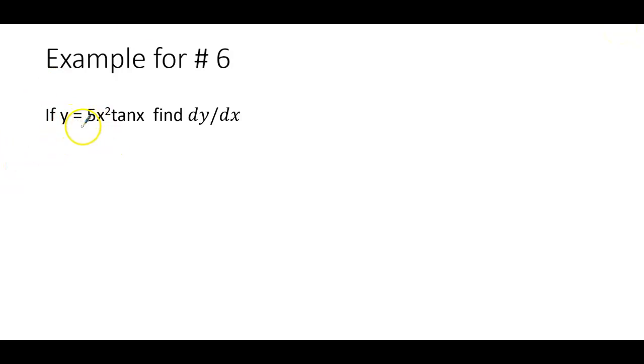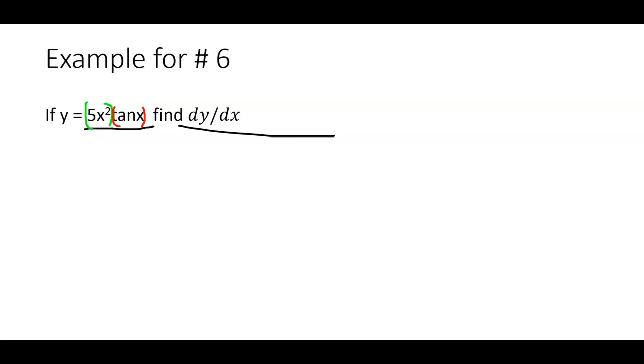Y equals this, and I want to find the derivative. All right, this is a product rule. We have 5x squared is one thing, and then the tangent of x is another thing. And when we learned this, I called this guy the A.